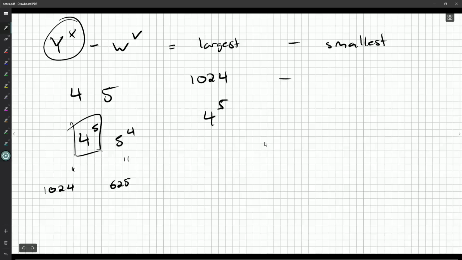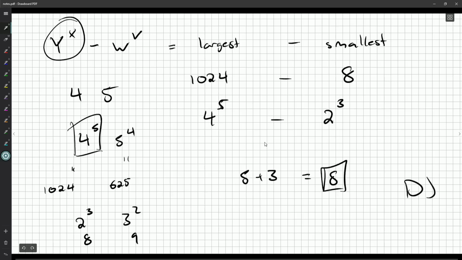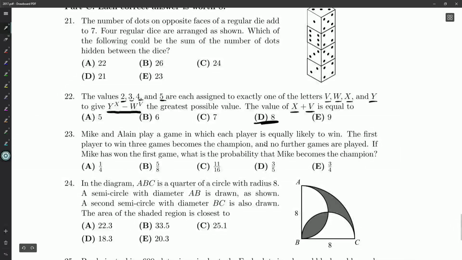And in terms of the smallest, what's left over? 2 and 3. Which one's smaller, 2 to the 3 or 3 to the 2? This one's 8, this one's 9, so we want to subtract the 8. We don't actually care what this sum is. We care that we're subtracting 2 to the 3. So 5 plus 3 is 8. And I believe the numbers were ordered, so it should be D. We're going to say our answer is D, and that squares that away quite nicely.